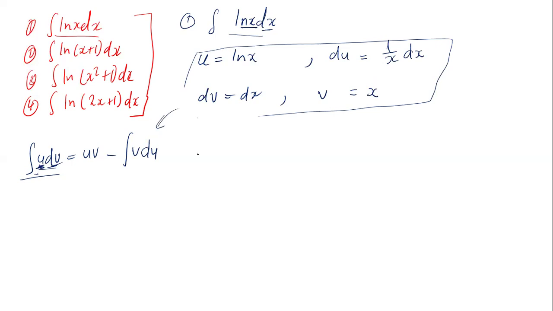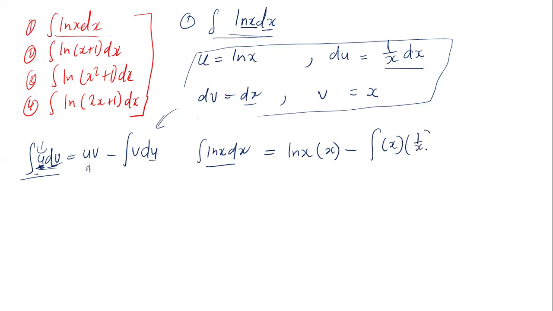Remember, we said the integral of u dv in this case, with u the same as ln x and dv the same as dx, which is the question that we want to solve, is equal to our u, which is ln of x, times our v, which is x, subtract the integral of our v, which is x, and our du, which is 1 over x multiplied by dx. So we can see that x will cancel x.